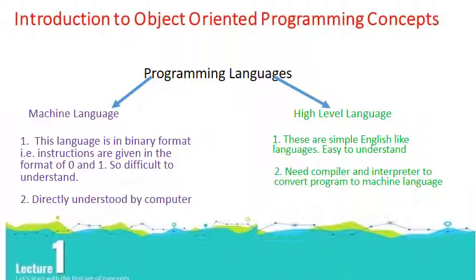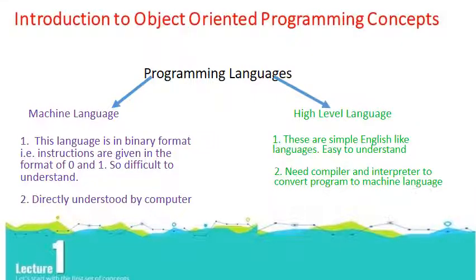So the high level languages are the languages which are mostly used to write computer programs, because they are simple English like languages which can easily be understood, and any complex program can be developed. The program written using these languages needs to be converted to a machine language, and for this we need an interpreter or a compiler.